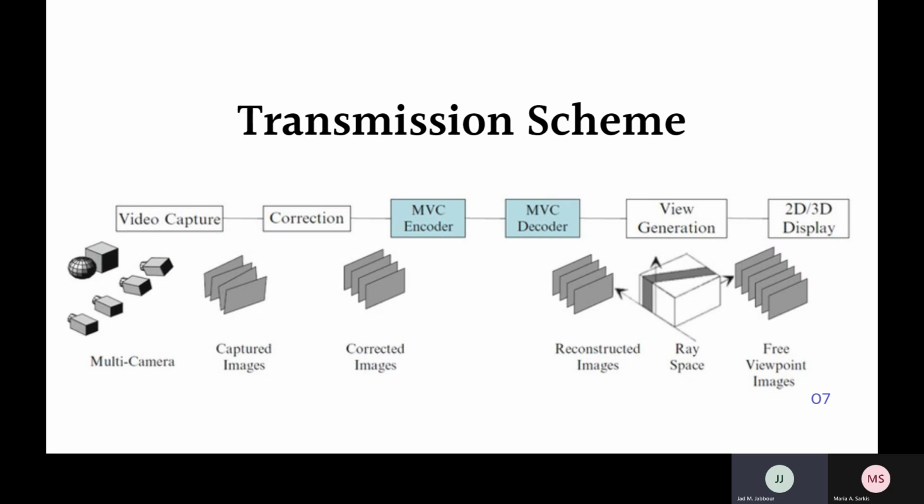Now at the receiver side, reconstruction of images is obtained by the MVC decoder. The ray space is constructed by arranging the reconstructed images and interpolating them. Free viewpoint images are generated by cutting the ray space vertically and are displayed on a 2D, 3D display.